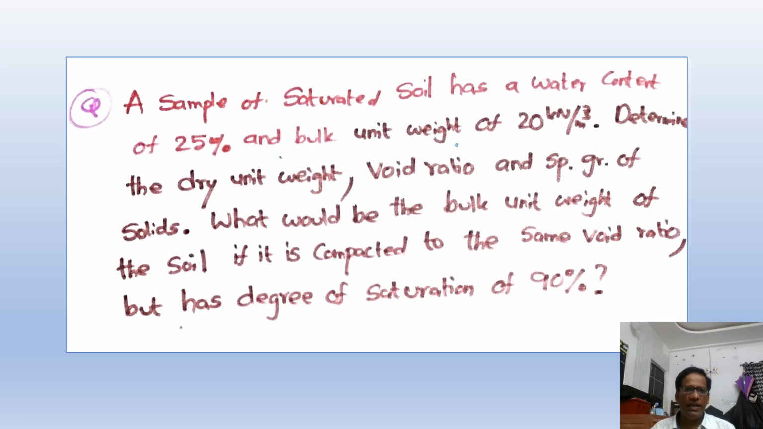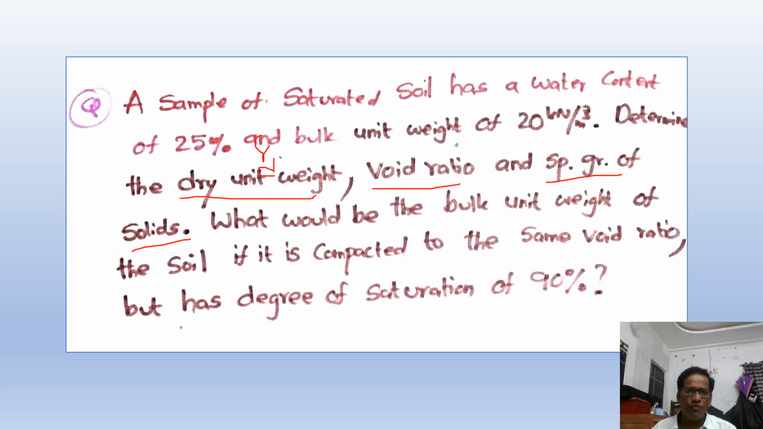So here we have a numerical example. A sample of saturated soil has a water content of 25% and its bulk unit weight is given as 20 kilonewton per meter cube. Determine the dry unit weight. What we need to determine is the dry unit weight of soil, which I can call gamma D, and apart from that, the void ratio and specific gravity of solids. So this is the first part of the problem.